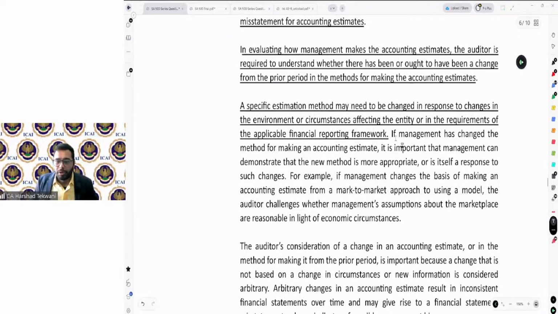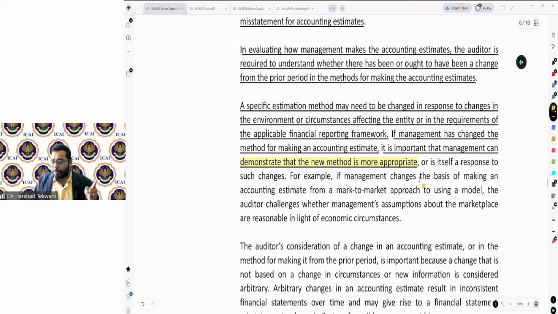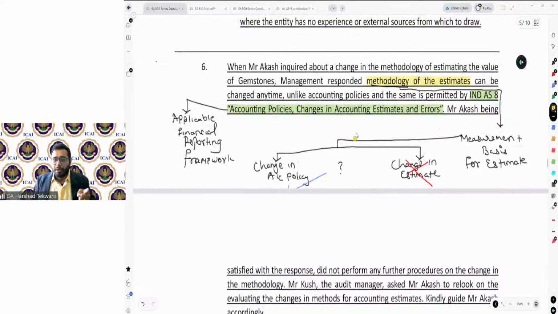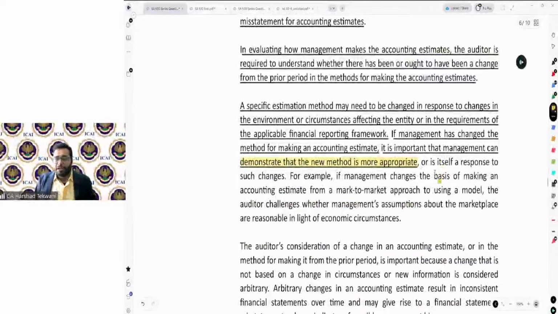In the current case, it's not both. If the management has changed the method for making an accounting estimate, it is important that the management can demonstrate the new method is more appropriate. Here, the management needs to demonstrate the new method is more appropriate. But management was not able to demonstrate. Rather, management was saying that it is a change in estimate and permitted by NDSA, so we will make the change. No, it is the responsibility of the management to demonstrate that the new method is more appropriate, or itself is a response to such change.